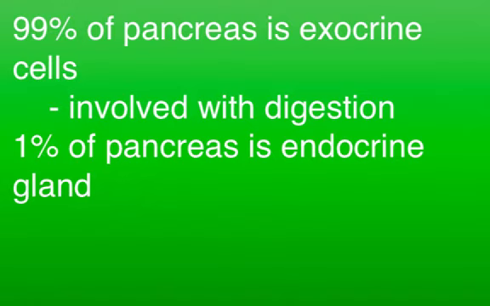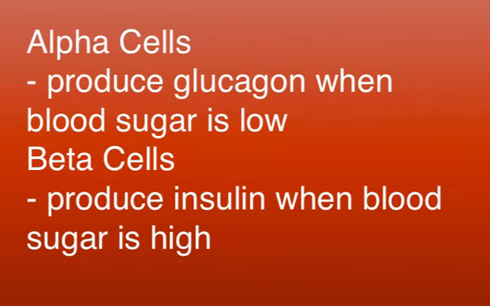The exocrine cells play a major role in the digestion of macromolecules in the small intestine. We will discuss more of this role when we discuss the digestive system. Only 1% of the cells of the pancreas are involved in its endocrine function. Alpha cells produce the hormone glucagon in response to low blood sugar, and beta cells produce the hormone insulin in response to high blood sugar levels.